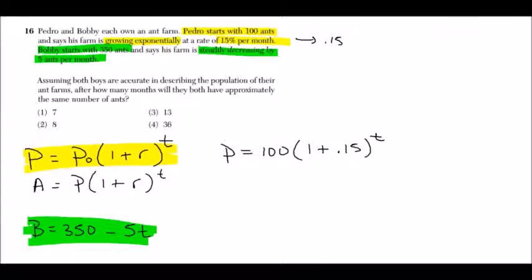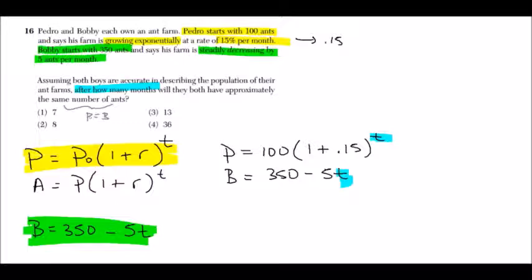So, conveniently enough, P, population, would also be okay to represent Pedro here. B, Bobby's ant farm, is 350 minus 5t. And the question is, assuming both boys are accurate in describing the population of their ant farms, after how many months, that means we're asking for t, will they both have approximately the same number of ants?